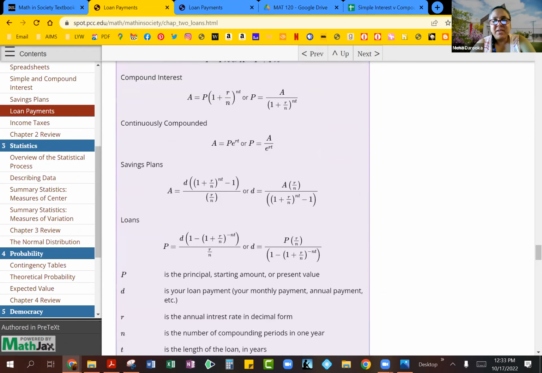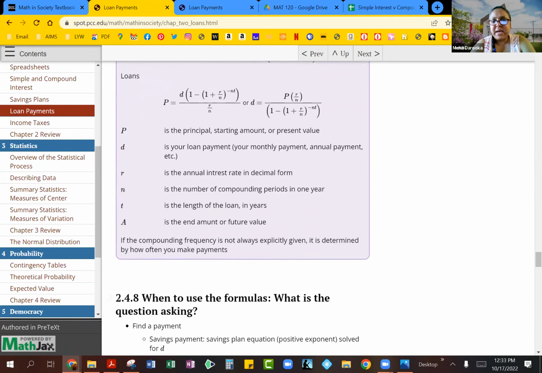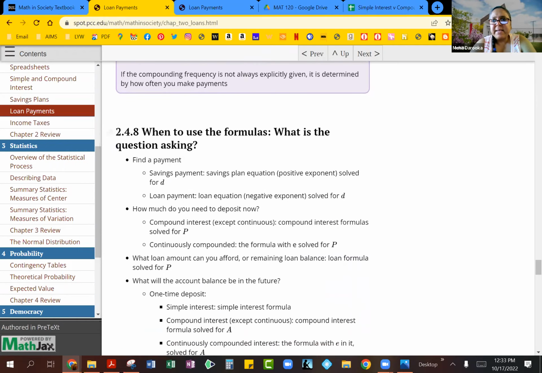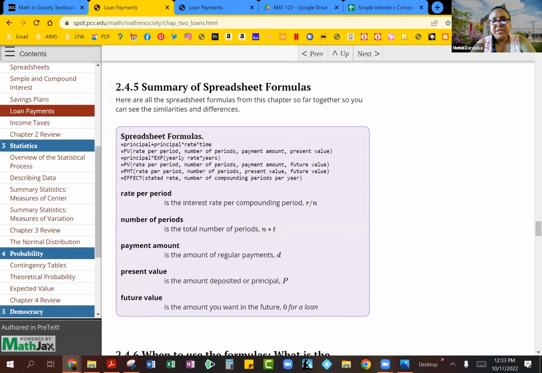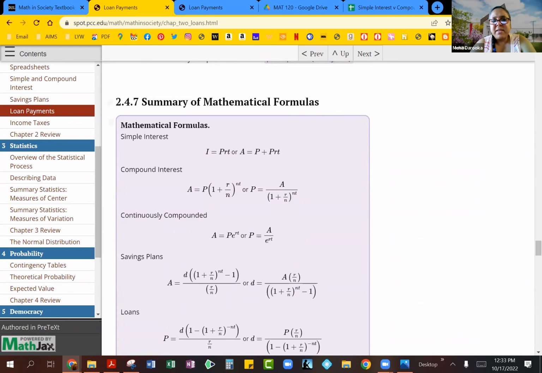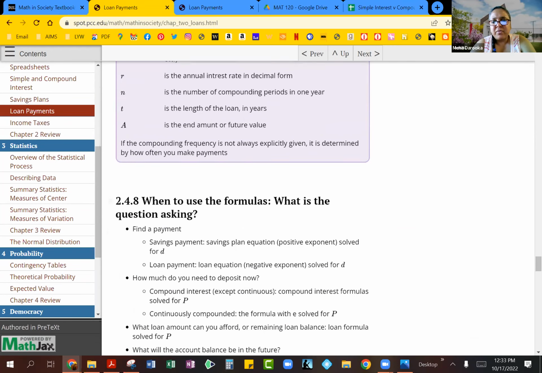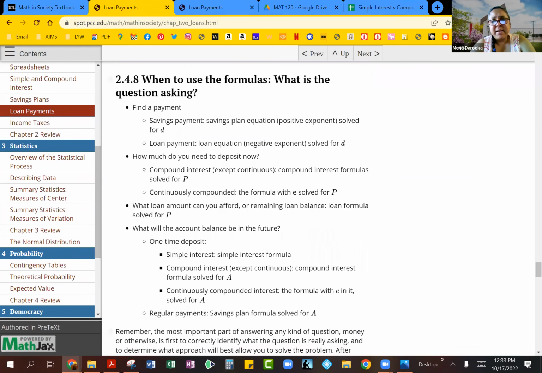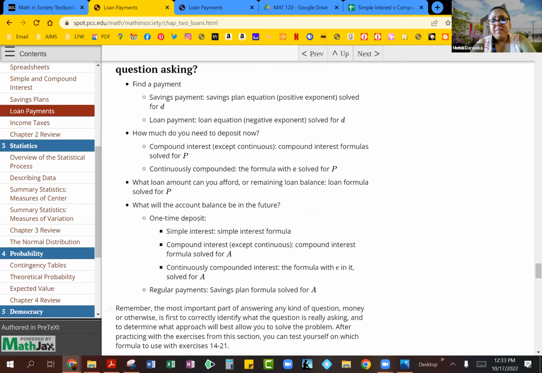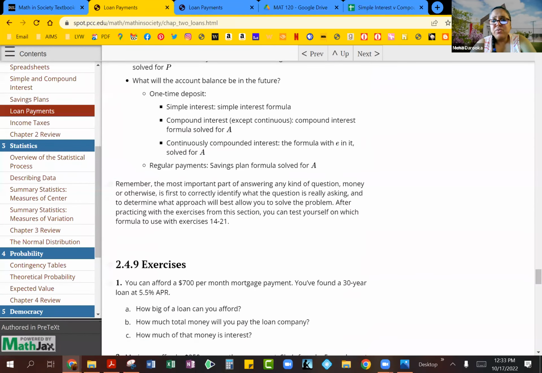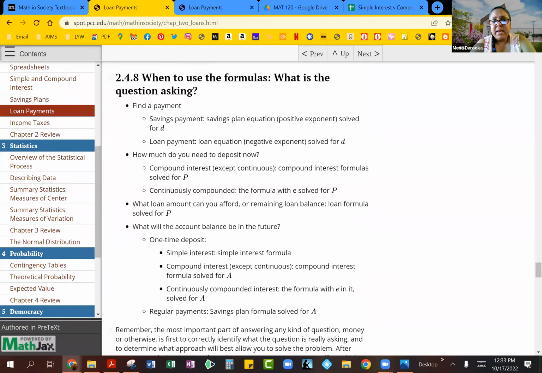That might be something to keep handy as you guys are looking through these examples and working with them. So all of your spreadsheet formulas are here, and all of your textbook formulas are right over here. And this last part again is just talking about recognizing when to use which formula.